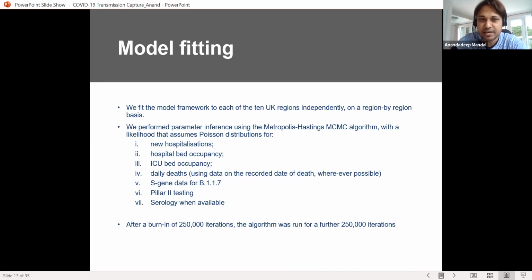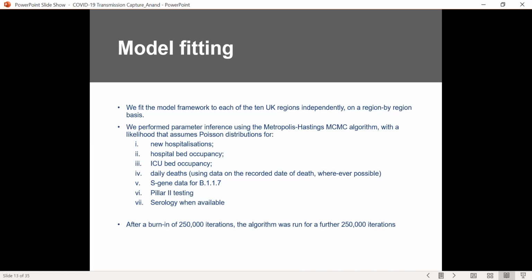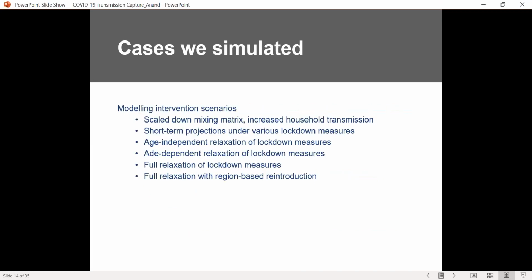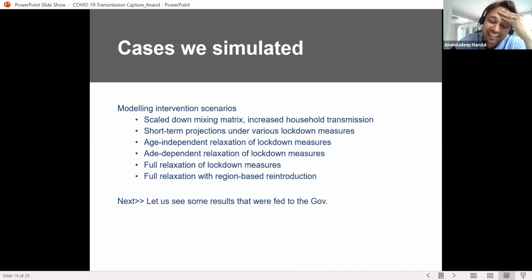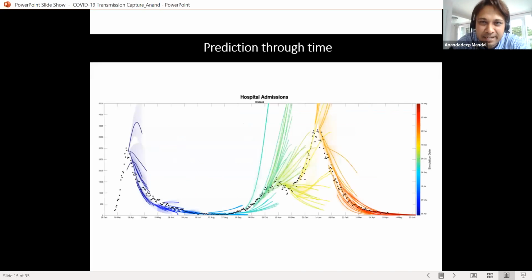I'm going to present the results right now so that it helps. I'm eager to see that result and how it varied from initially till now. I'll show you. Thanks for the questions. So I've spoken a lot of, I think, boring stuff. So next, let's see some results which we fed to the government, and bang, prediction through time.